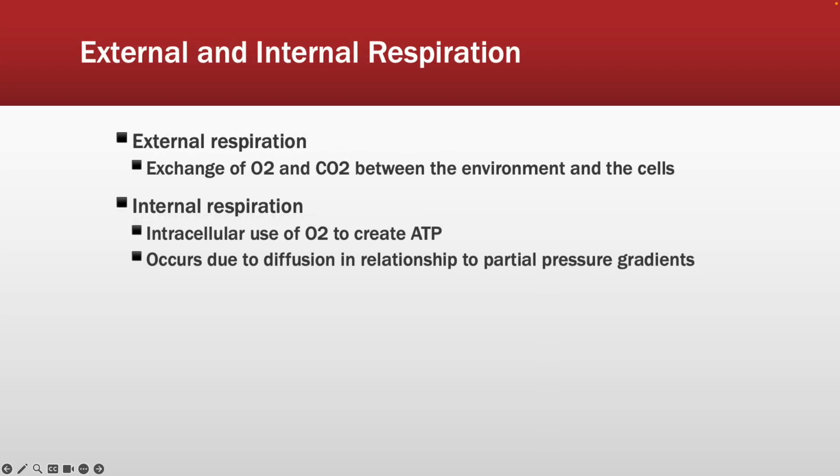When we're looking at external and internal respiration, external respiration is the exchange of oxygen and CO2 between the environment and the cells. What we just spoke about at the alveolar level would be an example of external respiration. Internal respiration is intracellular. This is going to be the intracellular use of oxygen to create ATP, which gives the cell its energy. This occurs due to diffusion in relation to those partial pressure gradients that we spoke about.